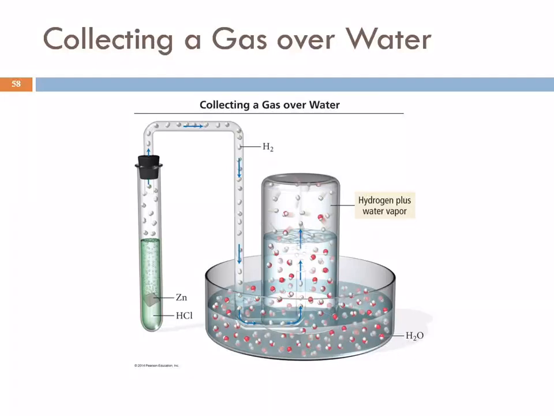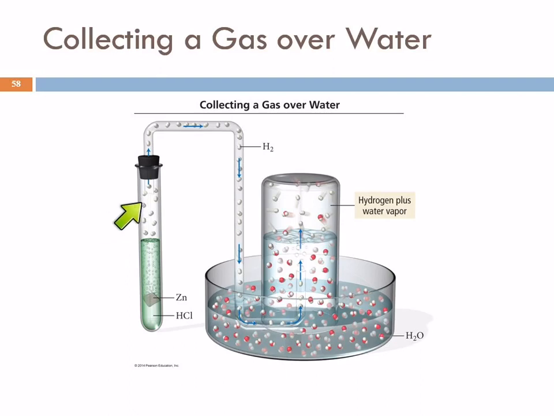So, collecting a gas over water, we're here in the middle of this section. This is an illustration of one setup that can be used for collecting a gas. Here we have zinc metal in hydrochloric acid. This reacts and generates hydrogen gas.